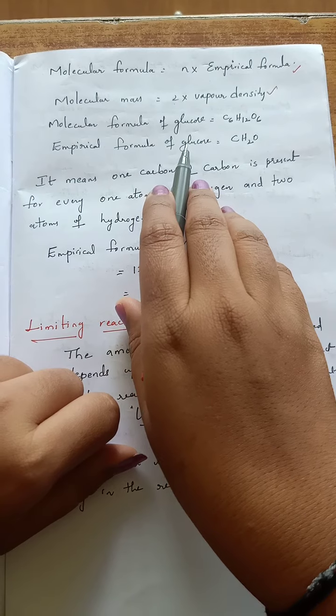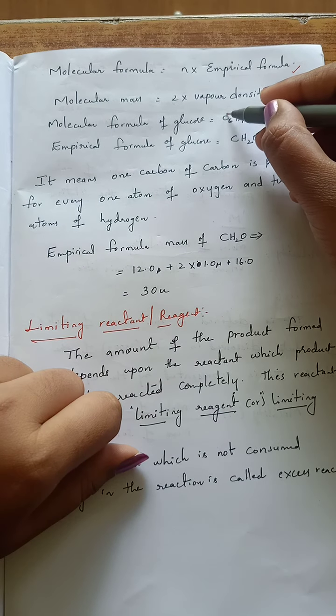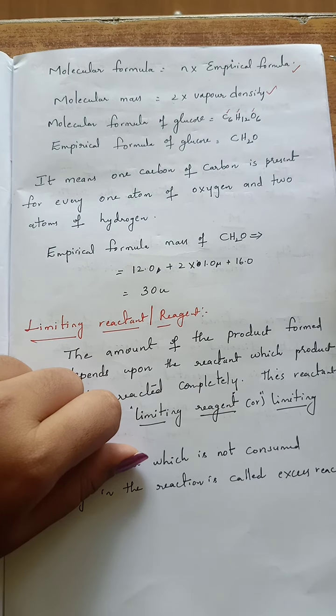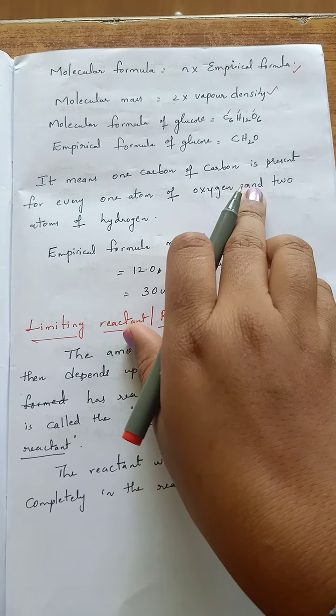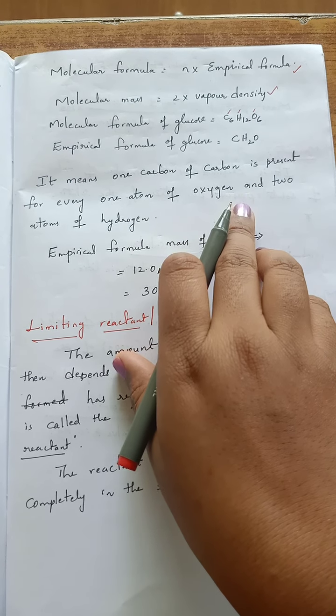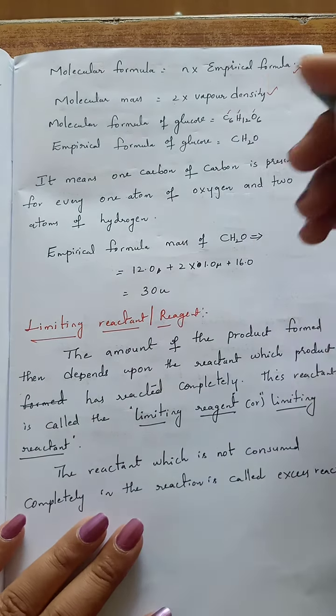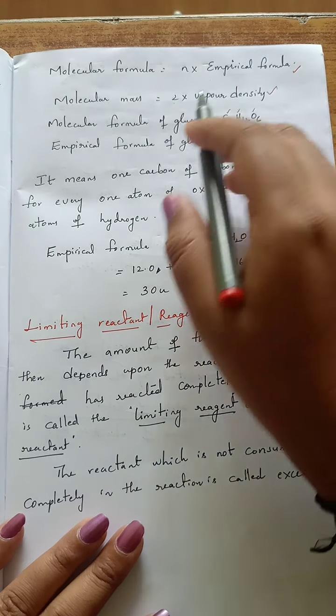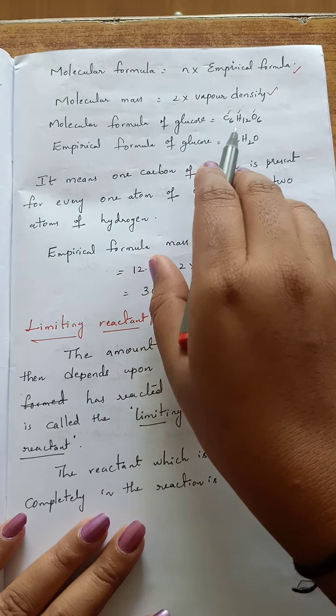Now we'll see the empirical formula of glucose and the molecular formula of glucose. Glucose is a compound, containing so many atoms of various elements. Glucose or sucrose or some other organic compound contains atoms of various elements. The molecular formula of glucose is C6H12O6.